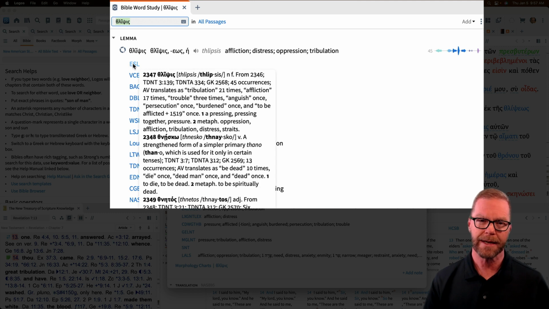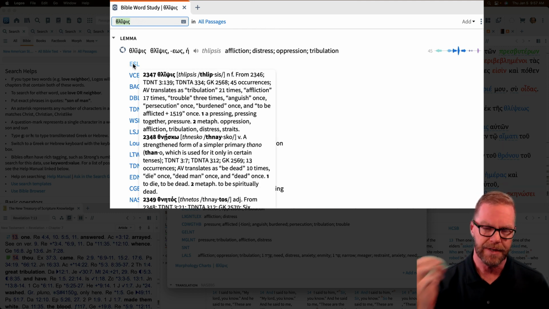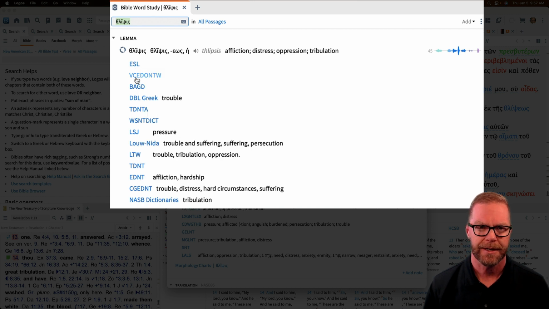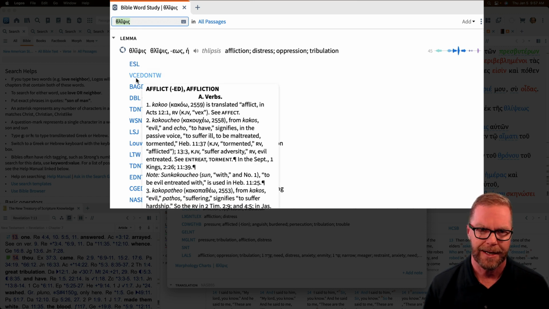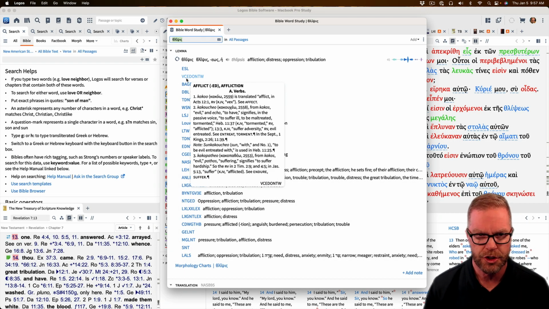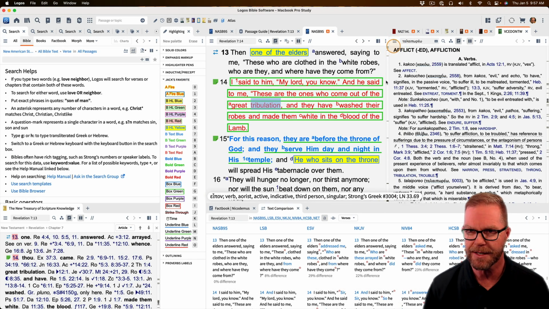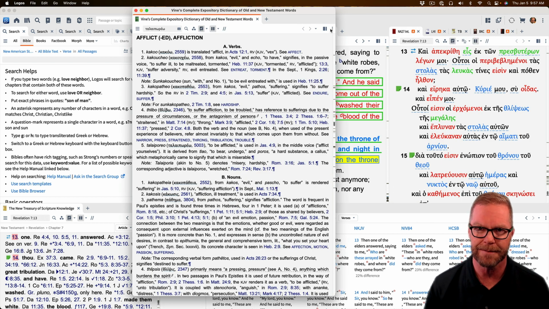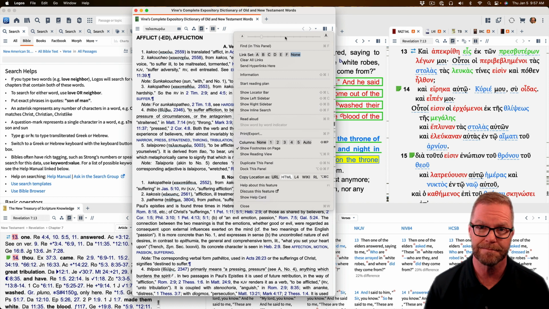But if I put my arrow on here, it gives me the entry. So I don't even have to click on it. If the entry isn't too large, it gives me a sampling. So I can read right here what the word means: tribulation, affliction, trouble, persecution, anguish. Okay, I can go down here and say, okay, what is it? And notice here the word thlipsis doesn't show because it's too big. So I'm going to have to go over here. This is Vine's right here. Let me open it in a floating window and make the font bigger so you can read it.